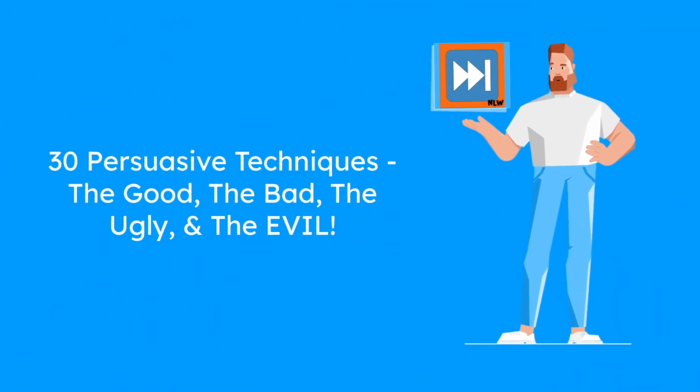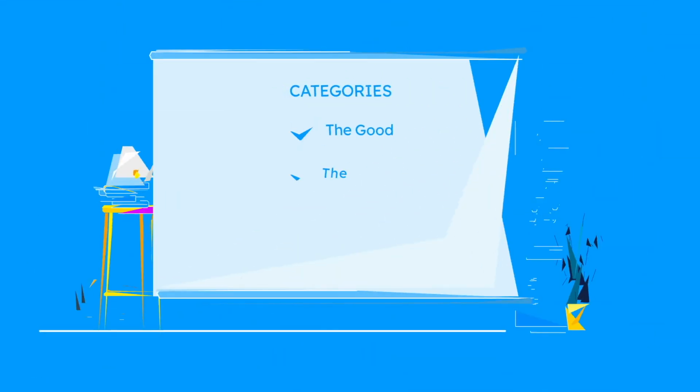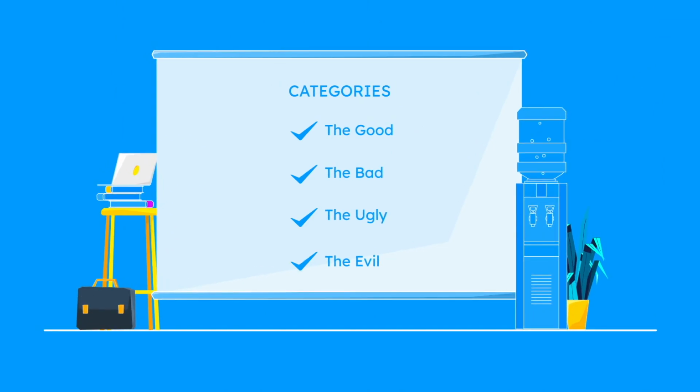In this video, we will identify 30 persuasive techniques. This will be helpful when you are analysing persuasive text or when you are required to write your own. To make it easy to understand the difference between the 30 persuasive techniques, we will place the techniques into categories: the good, the bad, the ugly, and the evil. Let's look at the first category.